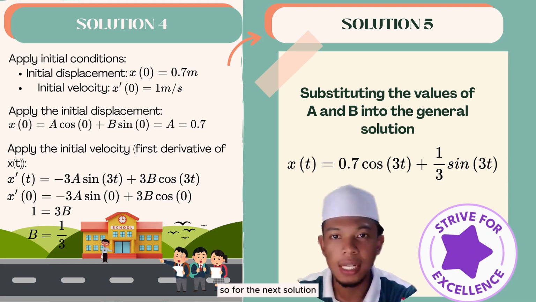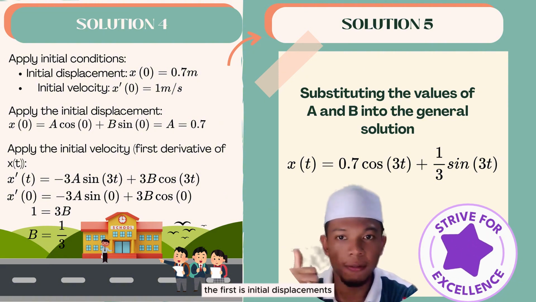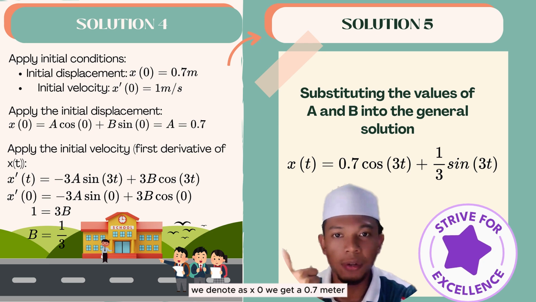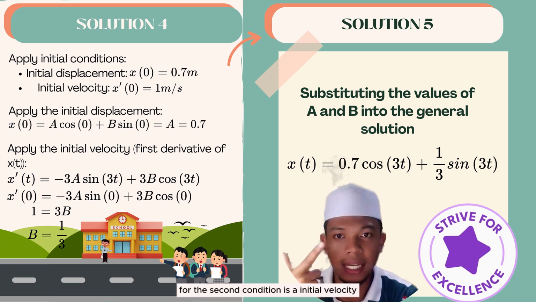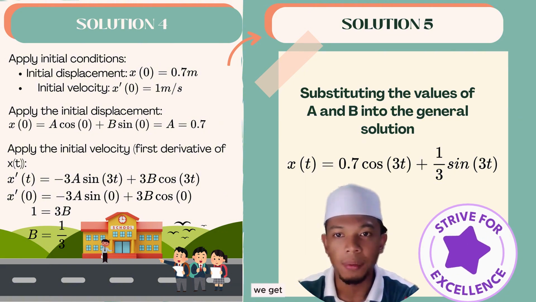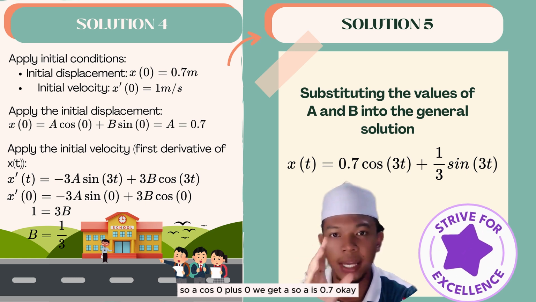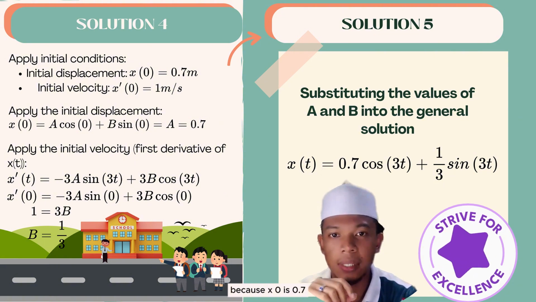So for the next solution, solution 4, we apply initial conditions. We have two initial conditions. The first is initial displacement, which we denote as x(0). We get 0.7 meter. The second condition is initial velocity, which we denote as x prime (0) equal to 1 meter per second. Then we apply the initial displacement to the general solution. We get x(0) equal to a cos 0 plus b sin 0. We get a because b sin 0 is 0. So a cos 0 plus 0, we get a. So a is 0.7, because x(0) is 0.7.